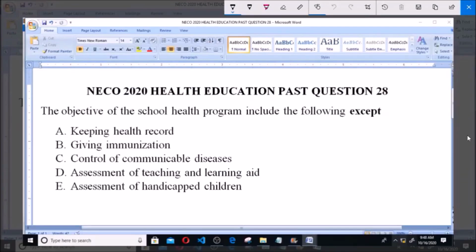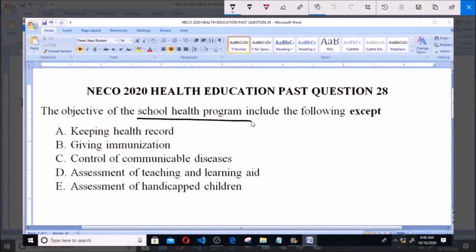I'll be answering NECO 2020 Health Education Past Question 28. The objective of school health program include the following except A. Giving health record, B. Giving immunization, C. Control of communicable diseases, D. Assessment of teaching and learning aid, and E. Assessment of handicapped children.